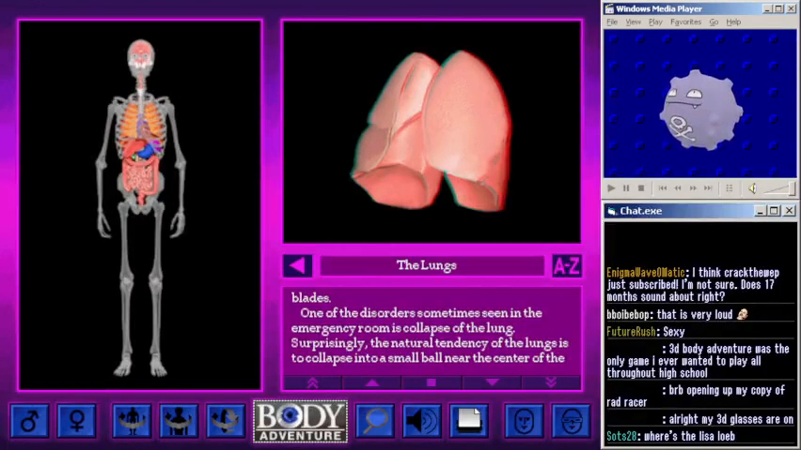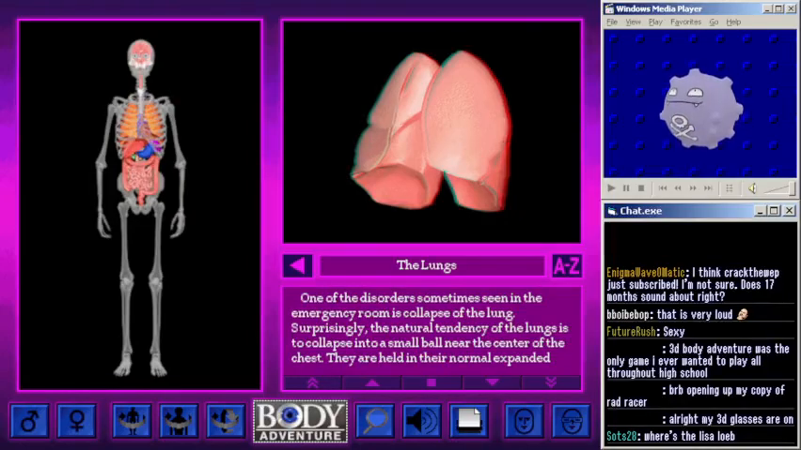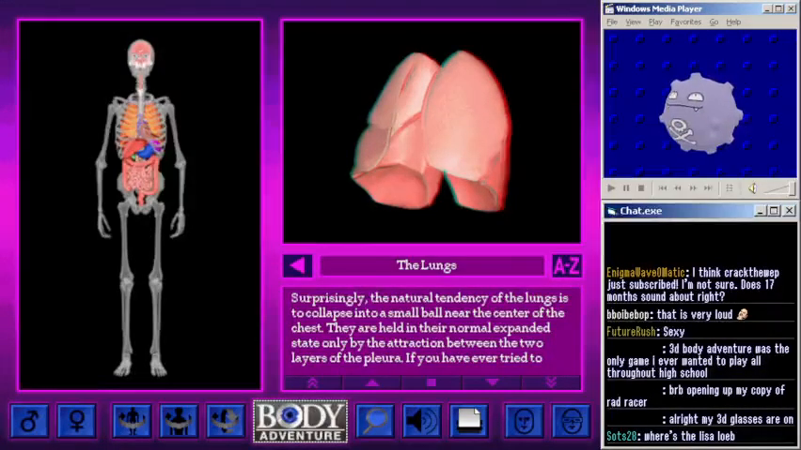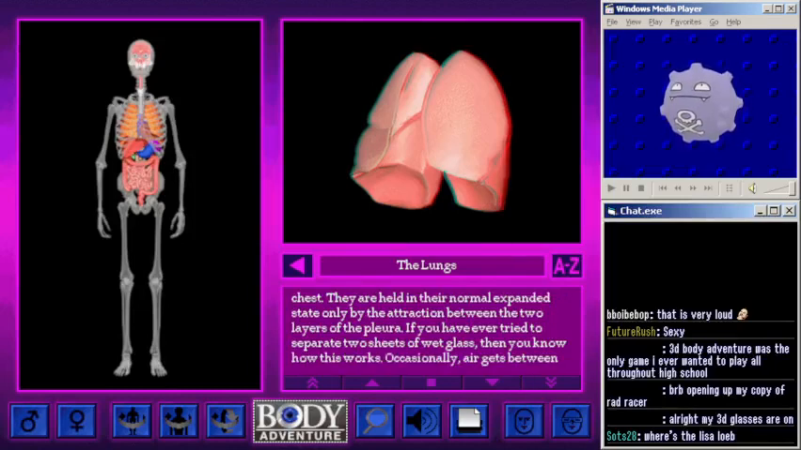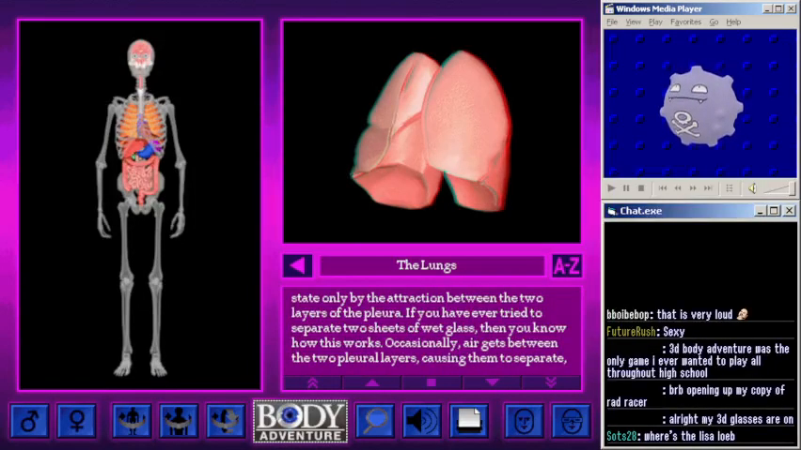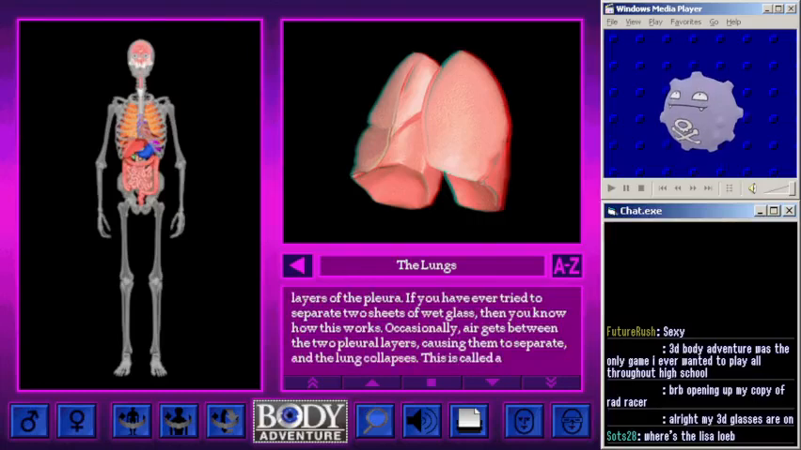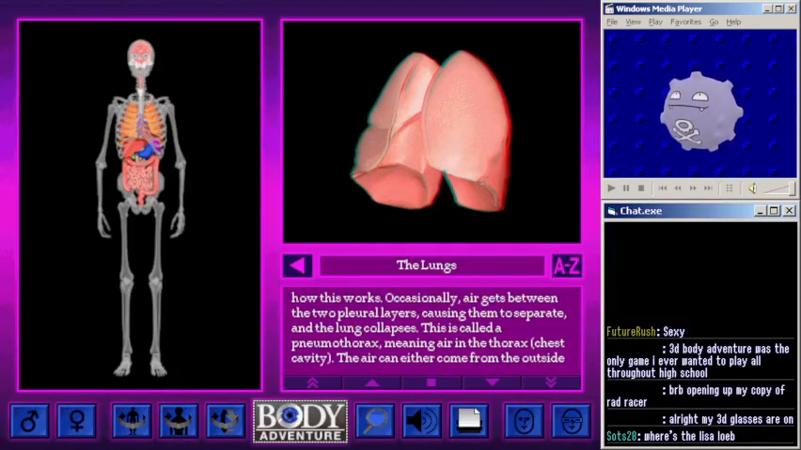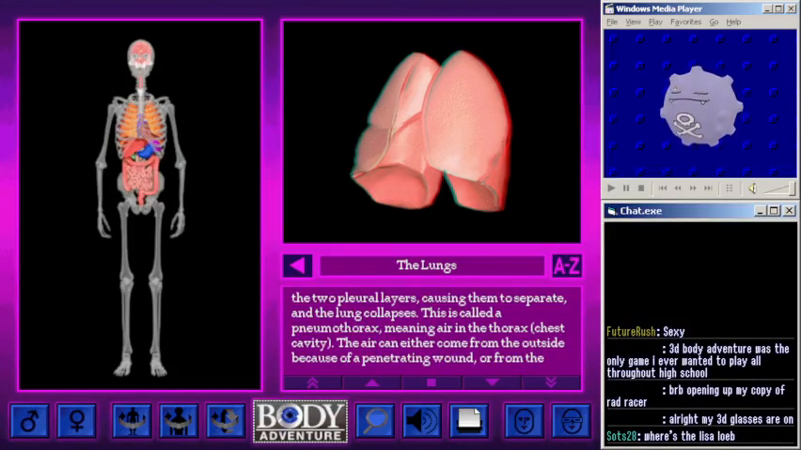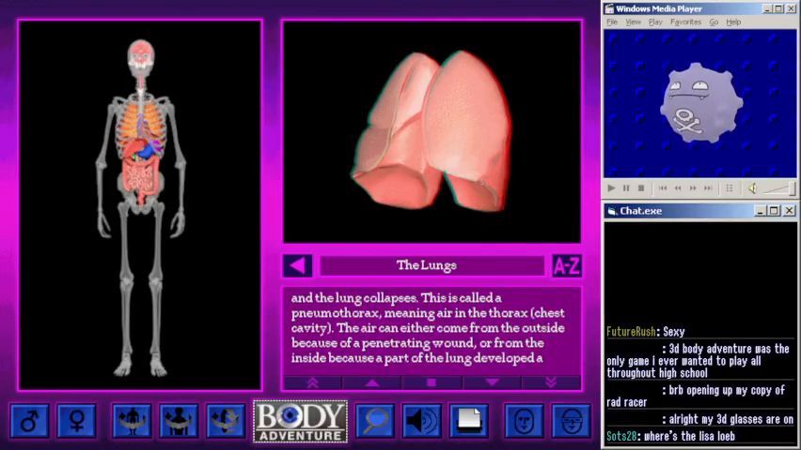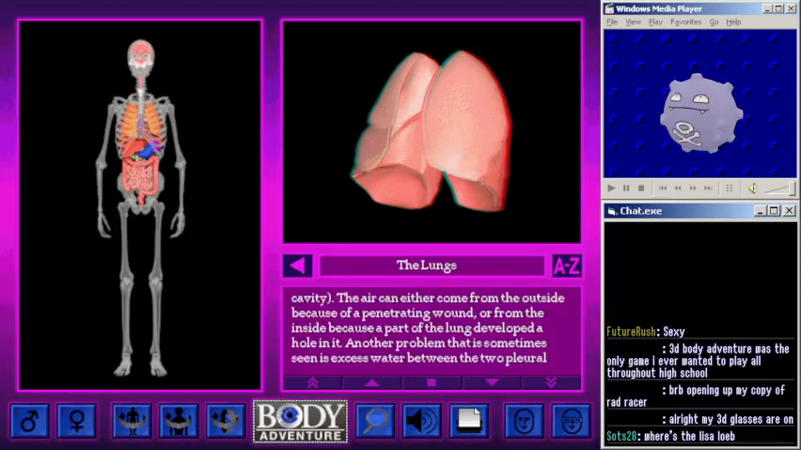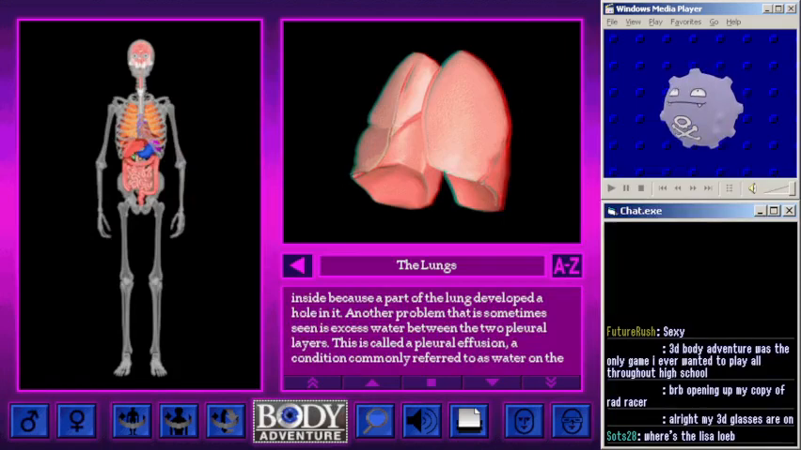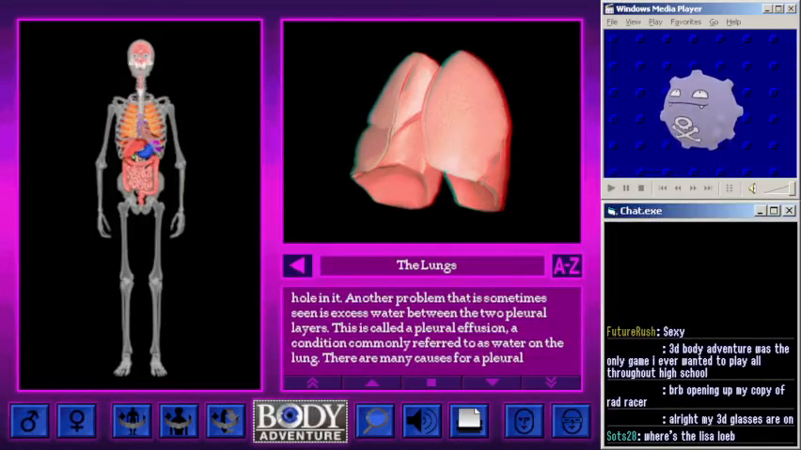One of the disorders sometimes seen in the emergency room is collapse of the lung. Surprisingly, the natural tendency of the lungs is to collapse into a small ball near the center of the chest. They are held in their normal expanded state only by the attraction between the two layers of the pleura. If you have ever tried to separate two sheets of wet glass, then you know how this works. Occasionally, air gets between the two pleural layers, causing them to separate, and the lung collapses. This is called a pneumothorax, meaning air in the thorax, chest cavity. The air can either come from the outside because of a penetrating wound, or from the inside because a part of the lung developed a hole in it.